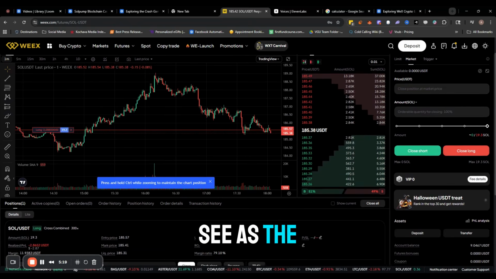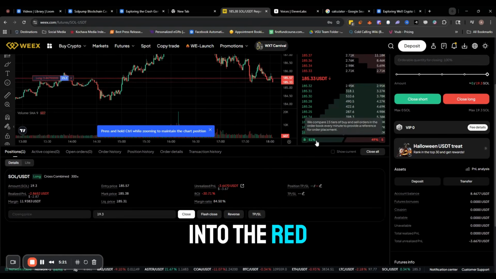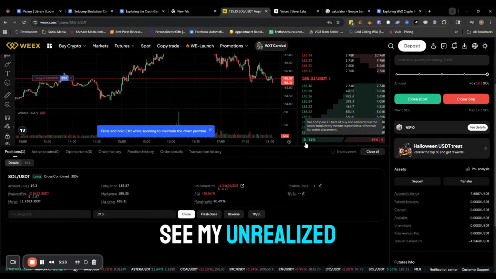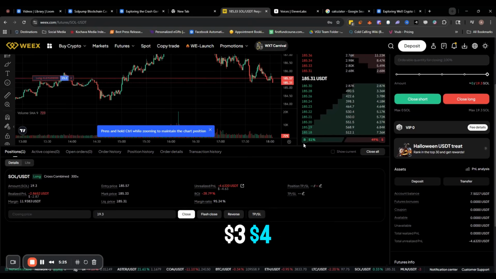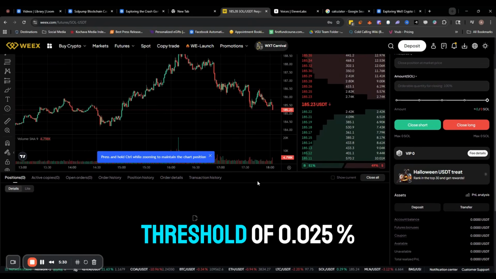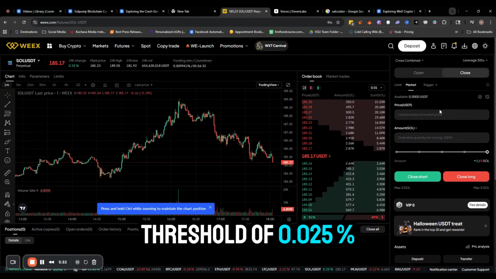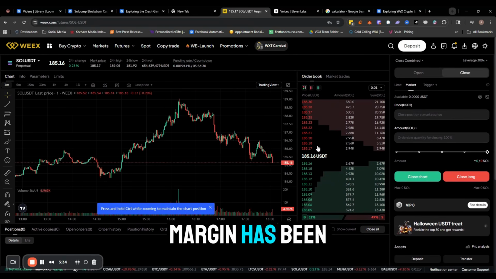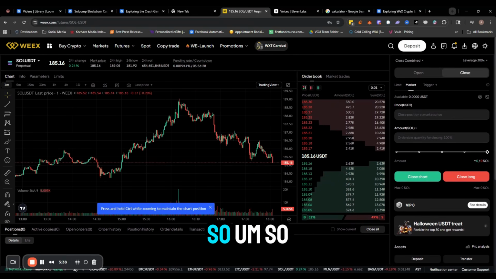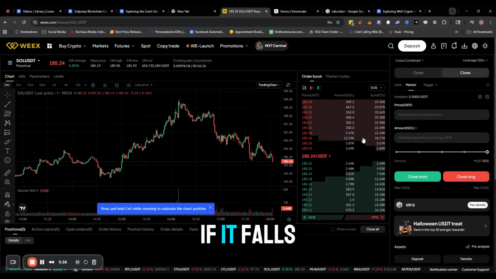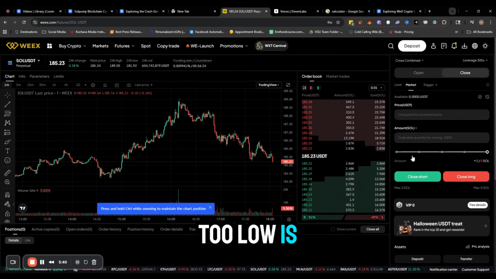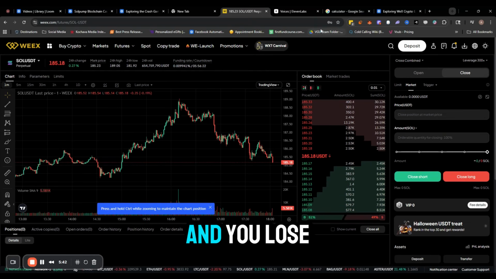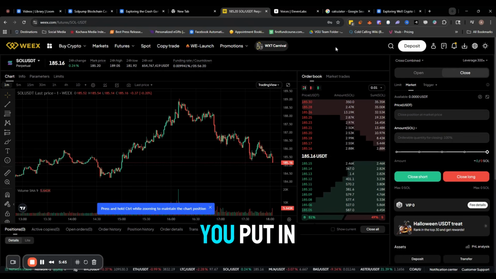As the candle keeps going into the red, you can see my unrealized profit and loss, $3, $4, and then it's fallen below the threshold of 0.025%. So now my margin has been liquidated, right? So that's what happens if it falls too low: you're instantly going to lose your position and you lose that $15 that you put in.